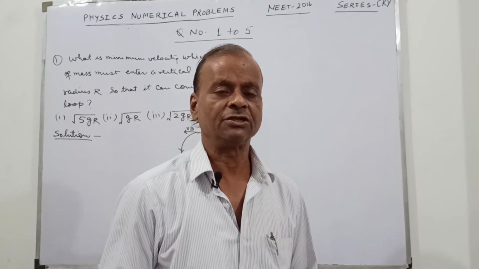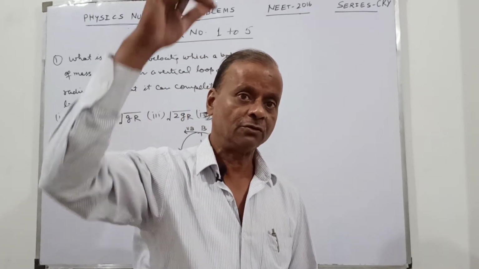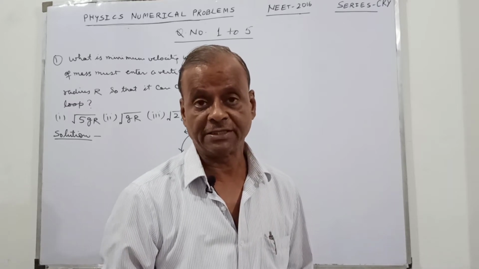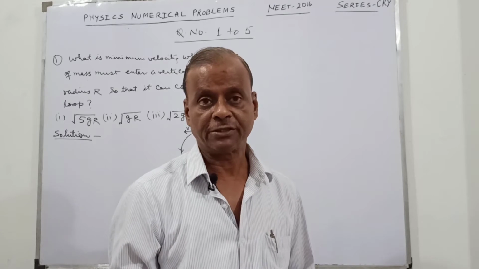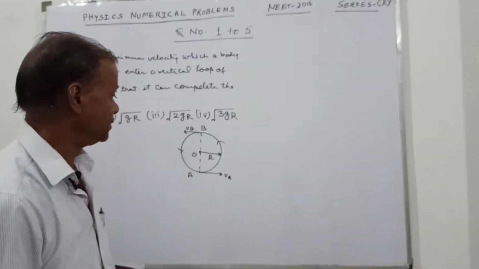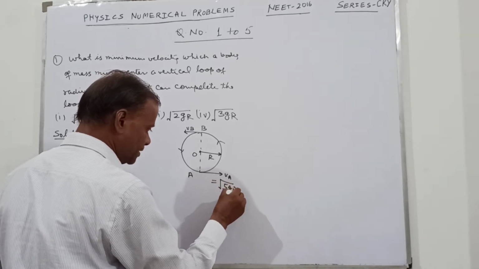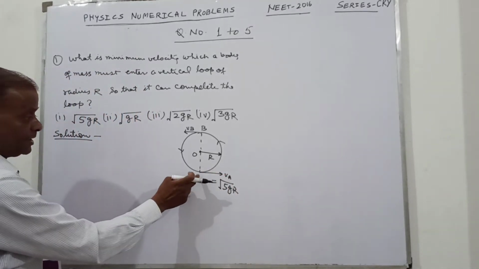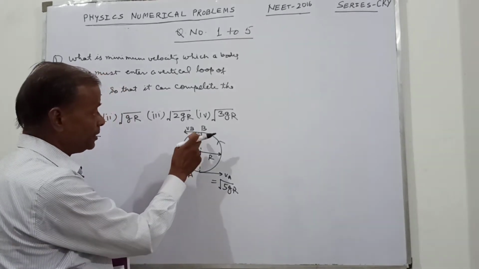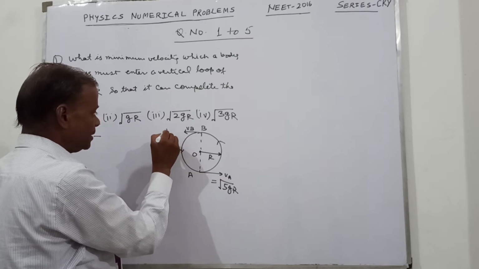But in this question it is not given at which point the body enters, either the highest point or the lowest point. But the fact is that a body will enter at the lowest point, not from the highest point. So at the lowest point, the minimum velocity is equal to square root of 5gr. If the body enters at point B, the minimum velocity must be square root of gr.